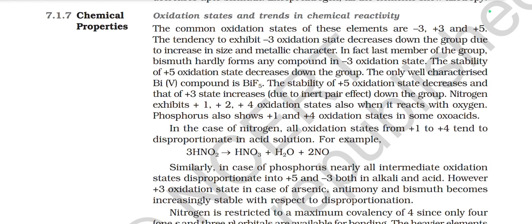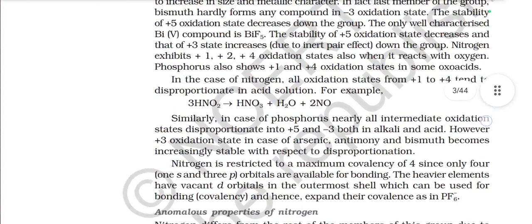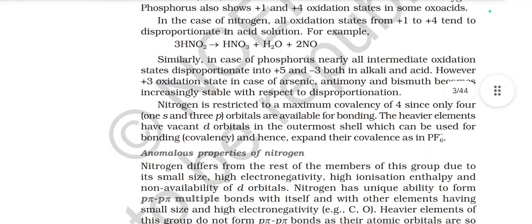The stability of +5 oxidation state decreases and that of the +3 state increases due to the inert pair effect as we move down the group. Nitrogen exhibits +1, +2 and +4 oxidation states also when it reacts with oxygen. Phosphorus also shows +1 and +4 oxidation states in some oxyacids.